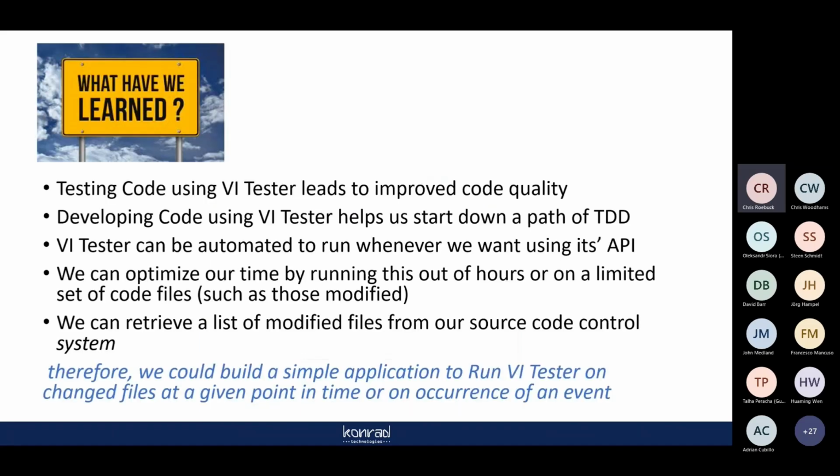Of course, other unit test tools are available. So what have we learned? We've learned that testing code using VI Tester leads to improved quality. Developing code using VI Tester helps to start down the path of test-driven development, and it can be automated to run wherever we want using its API. We can optimize our time by running this out of hours or on a limited set of code files, and we know how to retrieve a list of modified files from our source code control. Therefore, we could build a simple application to run VI Tester on changed files or at a given point in time or occurrence of an event. Starting to see a theme developing here.